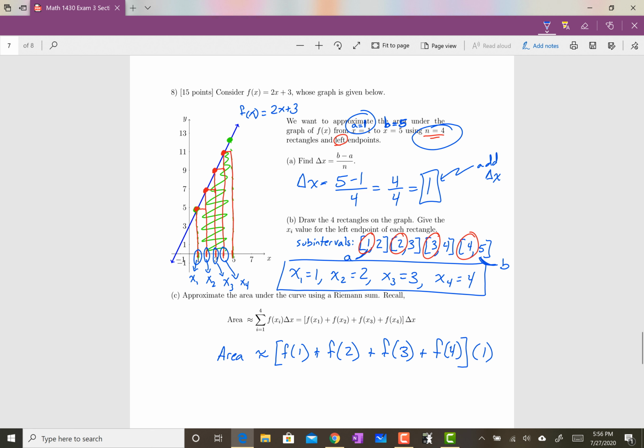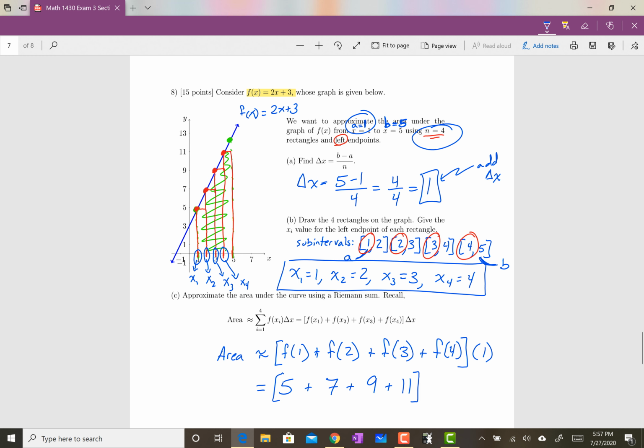So how do I find f of 1, f of 2, f of 3, and f of 4? Well, I know what f is. Whoops, don't forget the 3. All right, f of x is 2x plus 3. So what are we going to get? Well, if x is 1, 2 times 1 plus 3 is 5. If x is 2, 2 times 2 plus 3 is 7. If x is 3, 2 times 3 plus 3 is 9. If x is 4, 2 times 4 plus 3 is 11.